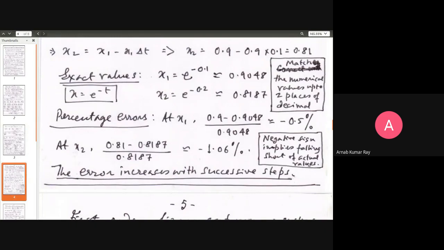By the way, the reverse is also true. The function may be going down faster than your numerical algorithm. As a result, your numerical values can be more than the actual function value, in which case you'll have a positive error, right? So it doesn't always have to be that percentage errors will be negative, that you'll be falling short of the exact value. You can also go higher than the exact value.